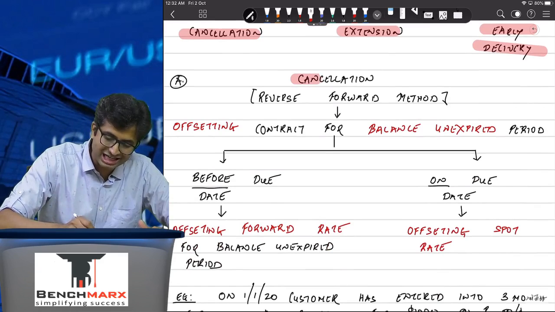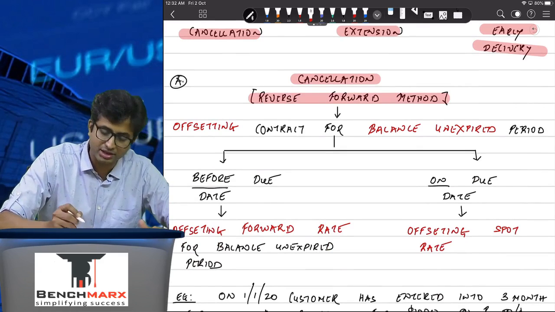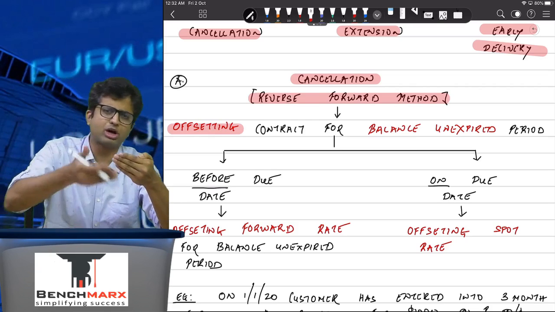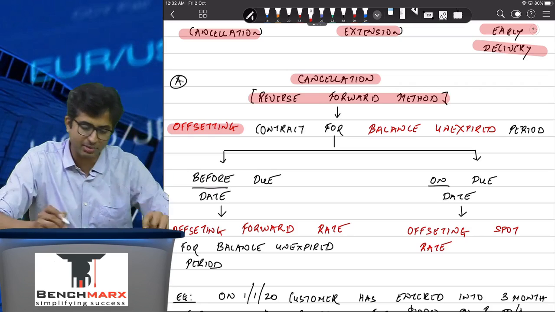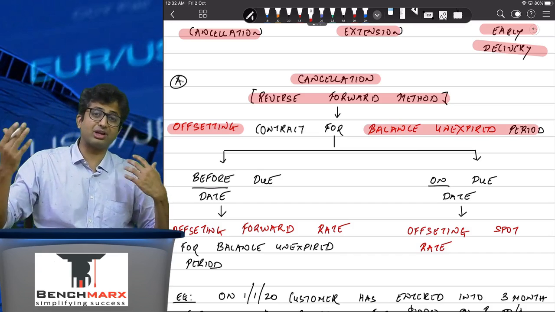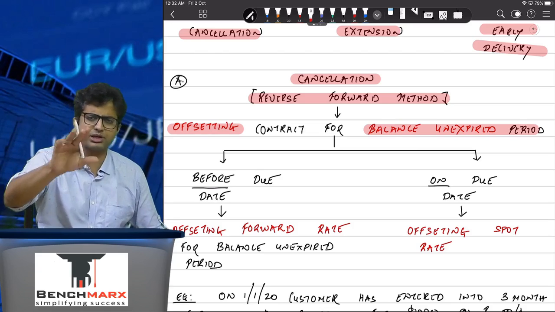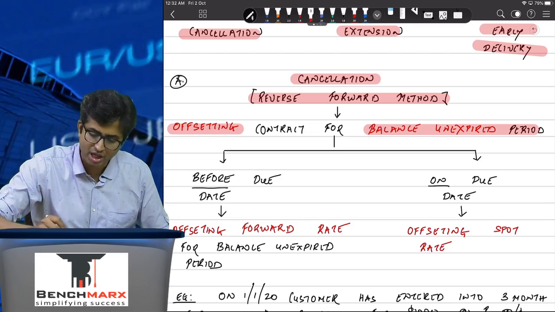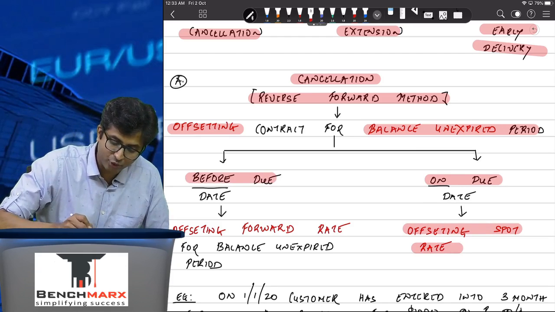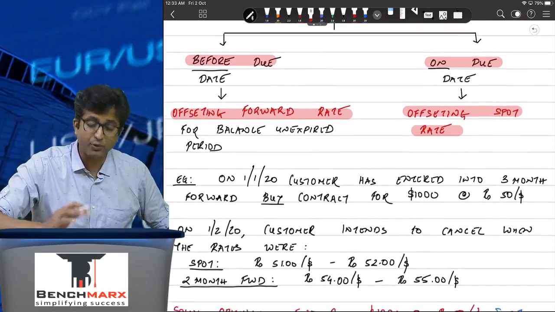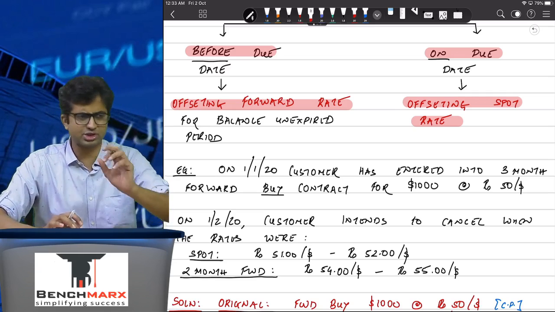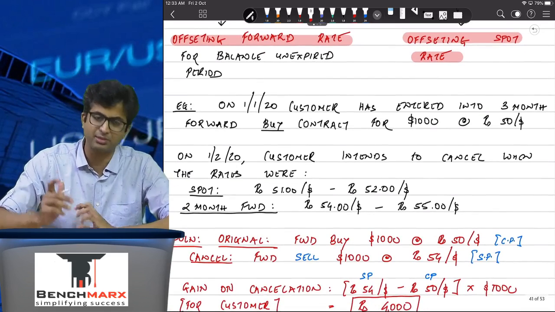So if you look at cancellation, cancellation happens by what is called the reverse forward method. In a reverse forward method, you will enter into an offsetting, which means opposite, contract. An original buy contract is offset by a sell, and an original sell contract is offset by a buy, for the balance unexpired period. What if the cancellation were to happen on the last day? Well, then the balance unexpired period is 0 days, and hence the cancellation will happen at the spot rate. So if the cancellation is on the due date, then the offsetting is at the spot rate. However, if the cancellation is before the due date, then the offsetting is at the forward rate for the balance unexpired period. So if 1 month has passed, 2 months are remaining, then for the remaining 2 months, so that the settlement happens on the same day.